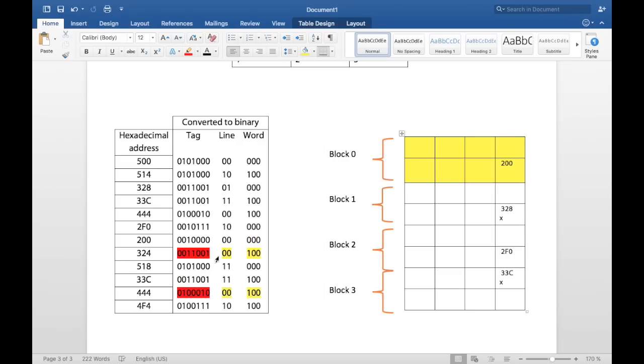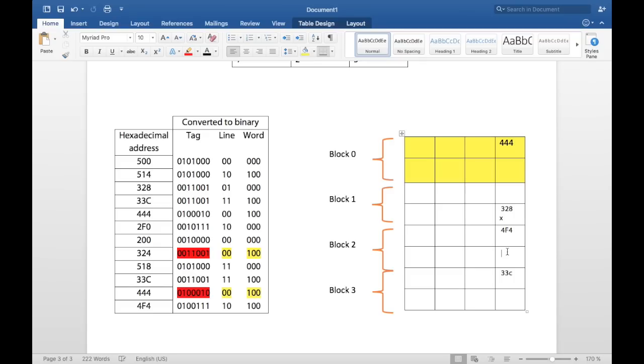3, 2, 4. Here it's another miss. 5, 1, 8 is here and here. Miss. I'm gonna delete this, but we're gonna remember the fact that it was a hit. So 3, 3C, we write it here again. Another miss. 4, 4, 4 goes up here. Another miss. 4F4 comes, we're here. Block 2, value 4, 4F.